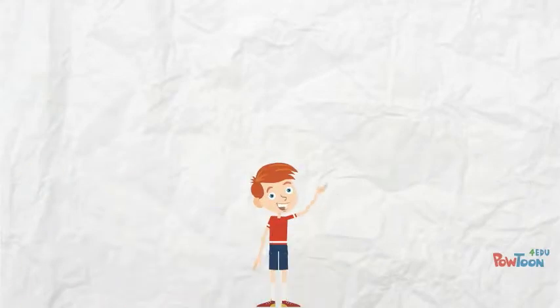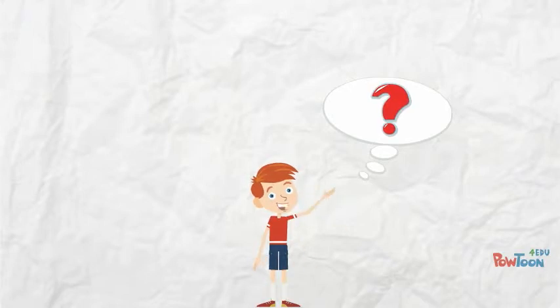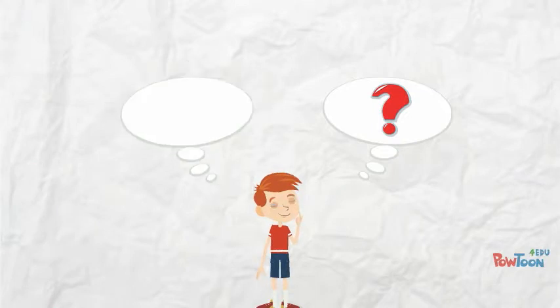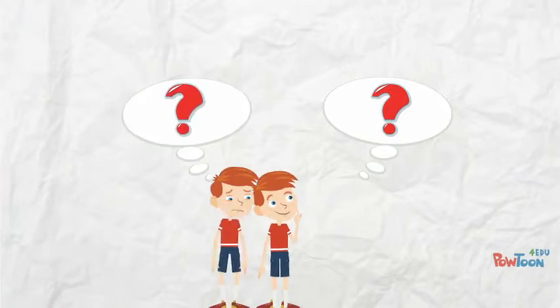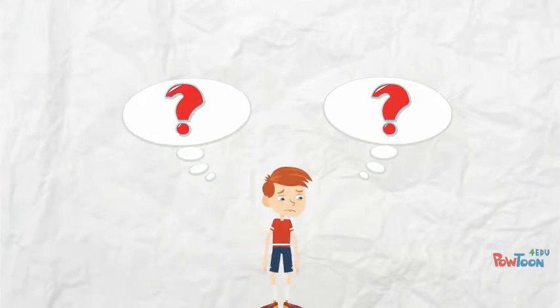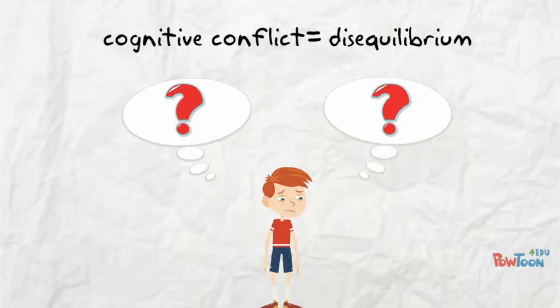The child's reorganization of his or her thinking is not accomplished easily. They need to rethink their views of the world. When the child becomes aware that they hold two contradictory views, they realize that both can't be true. This is known as cognitive conflict or disequilibrium.